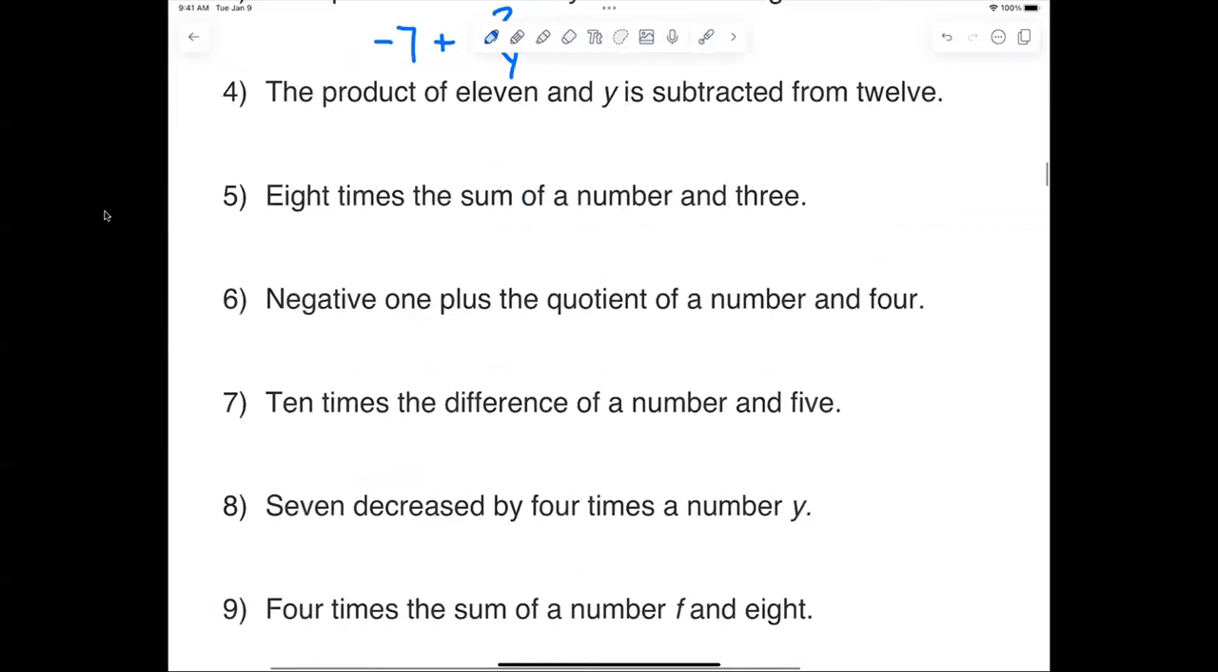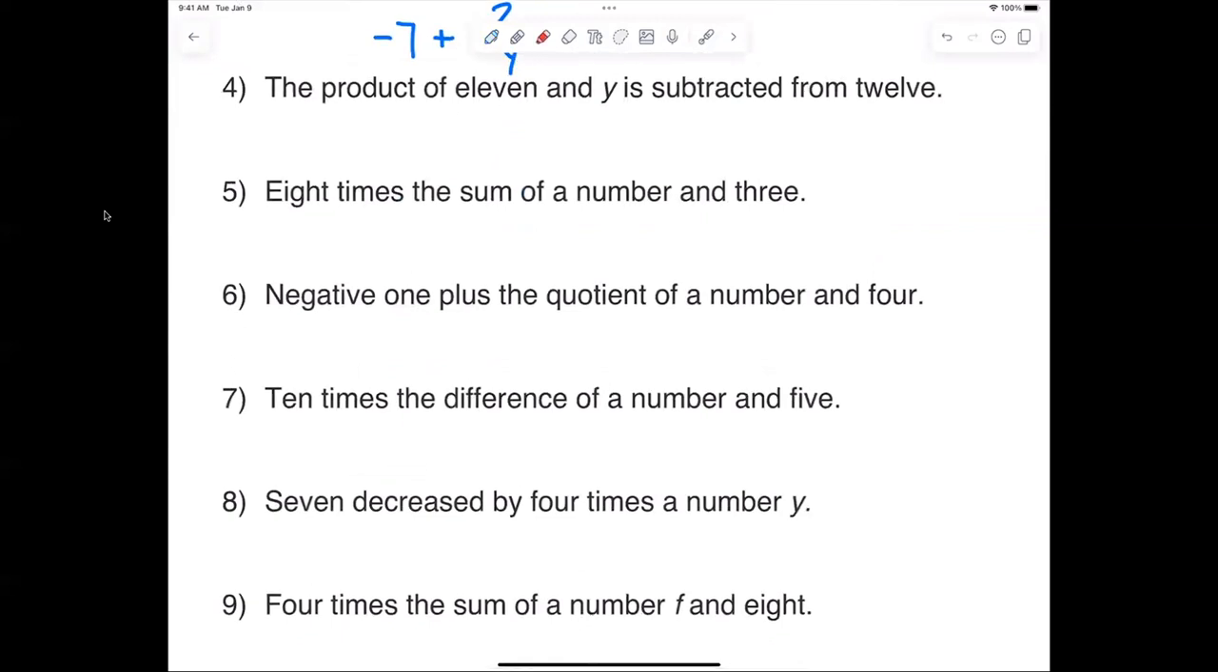Now here, again, I tried to remind you, 8 times the sum. Those are 2 operations in a row, which means parentheses. So go ahead. What would it be? 8 parentheses n plus 3. Yes, there you have it. All right, 8 parentheses n plus 3.